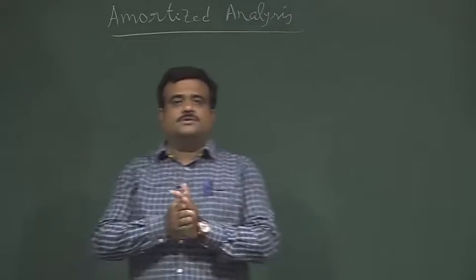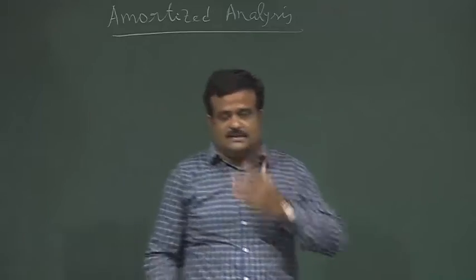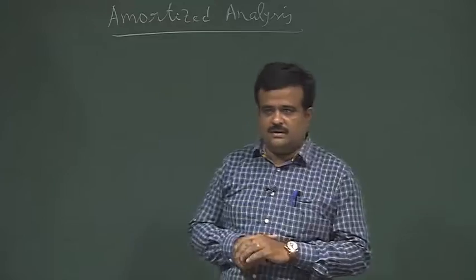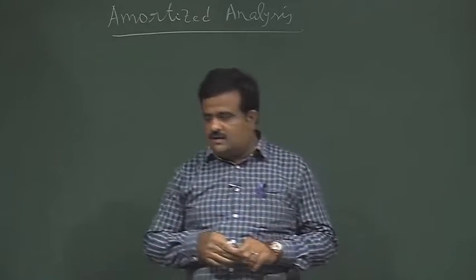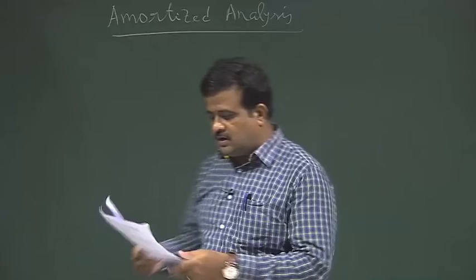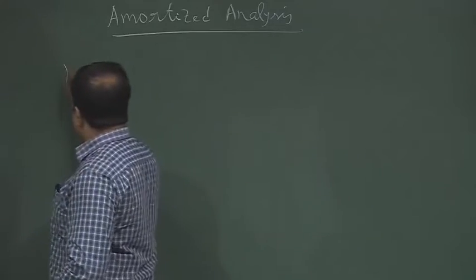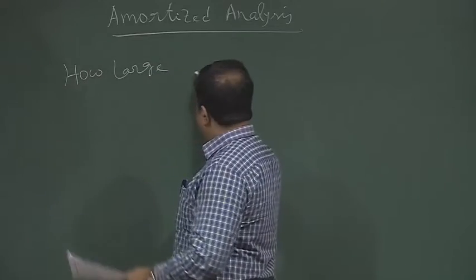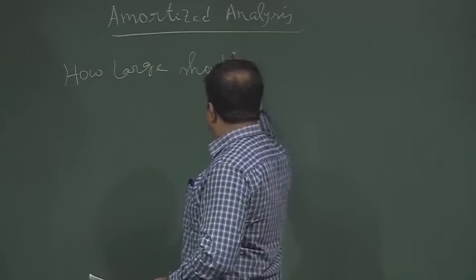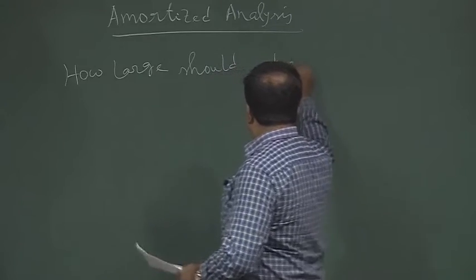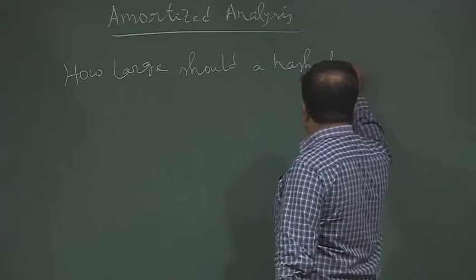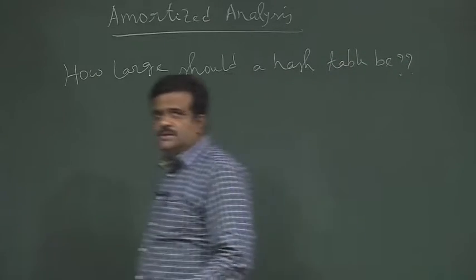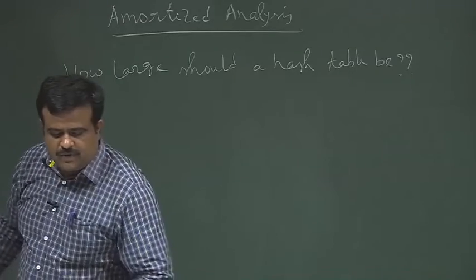Okay, so we talk about amortized analysis, amortized algorithm. So, what do you mean by amortized analysis of an algorithm? For this, let us start with the question which we want to discuss. The question is, how large should a hash table be?